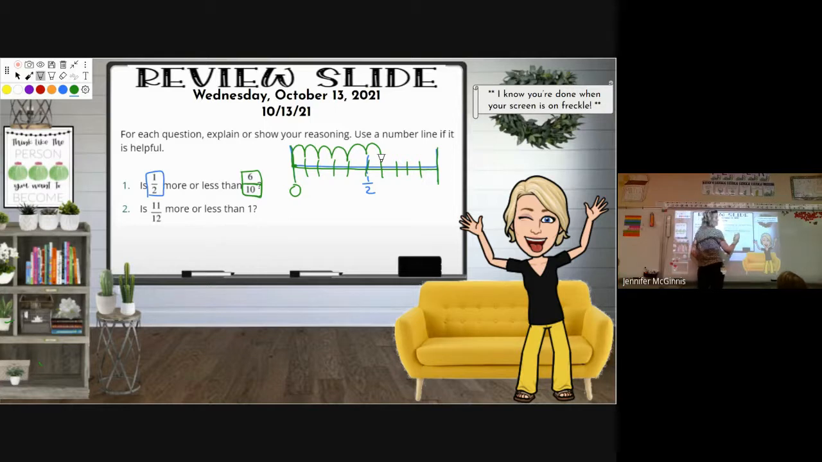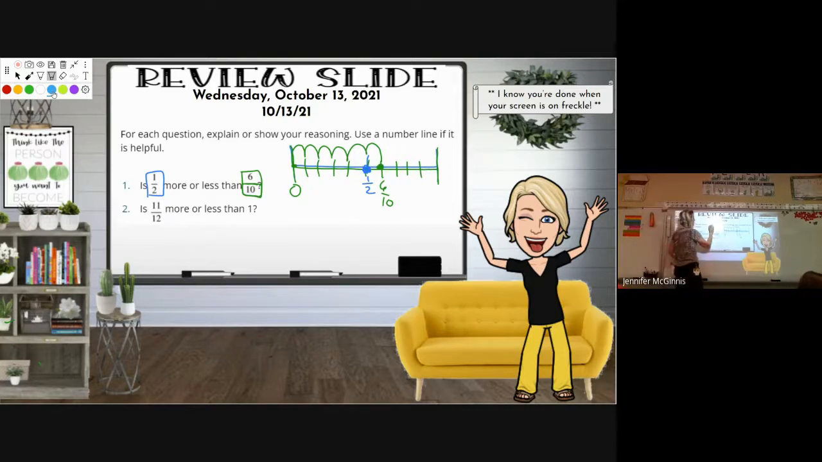Whoa, almost everyone stopped at 6. Why do we not need the 7? Why do we not need the 7, Charles? Because we just need the 6/10. So here is my 6/10. Here is my 1/2. Now, look at your paper and see if what you did on your paper matches here.